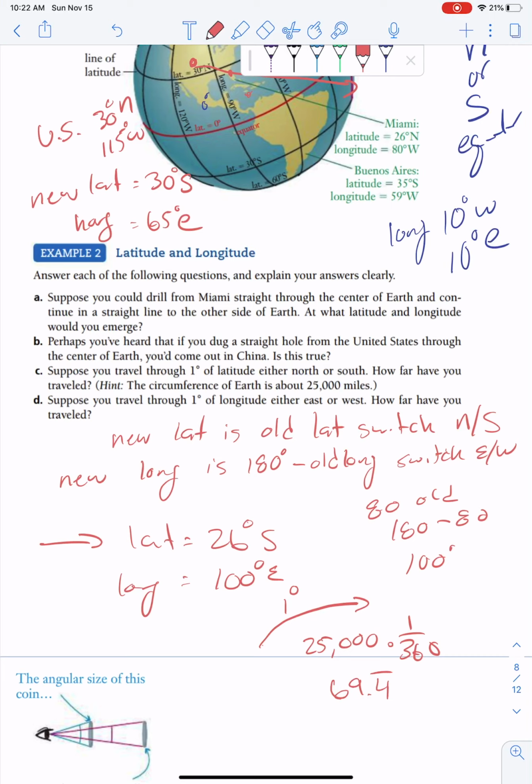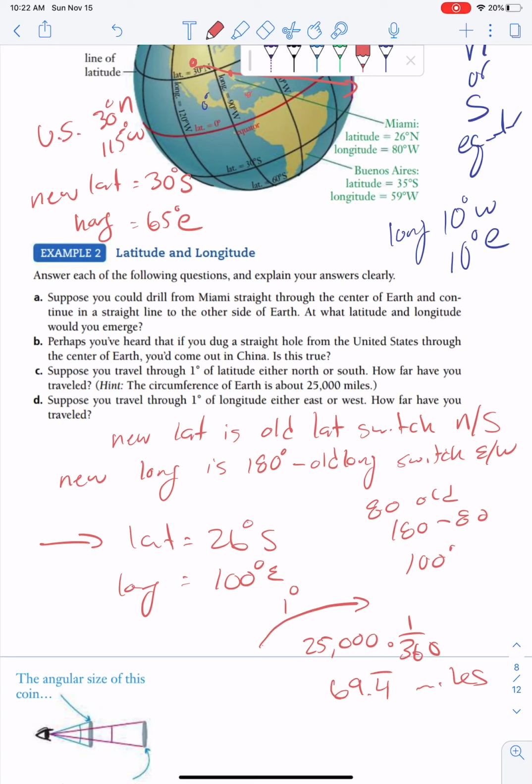So 1 degree of the earth, if you were to walk that distance, is about 69.4. And what units am I using? Miles? So if you drive 70 miles, you've driven about 1 degree around the earth. So 1 degree represents about 70 miles.